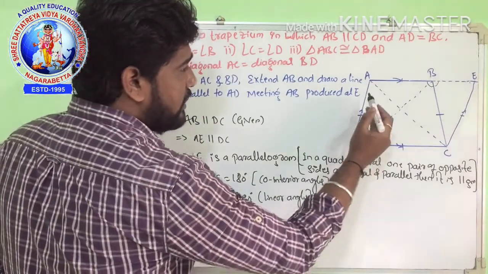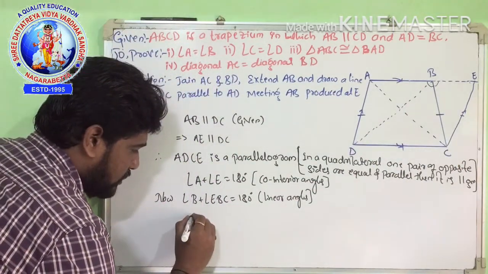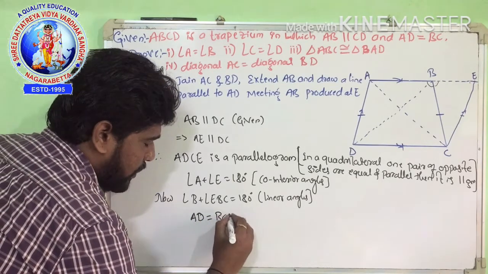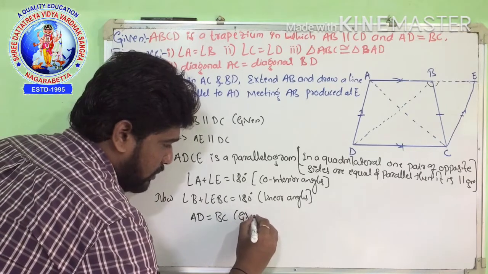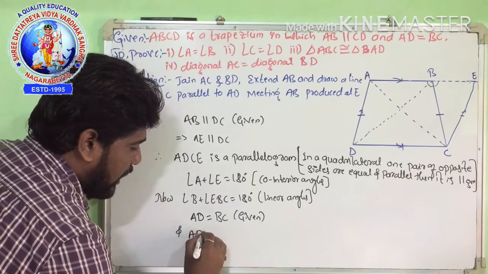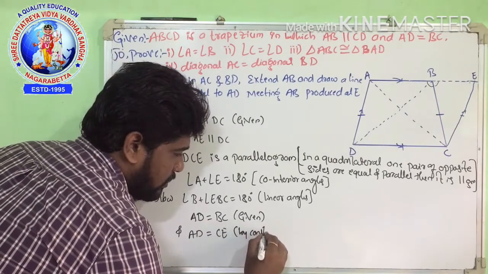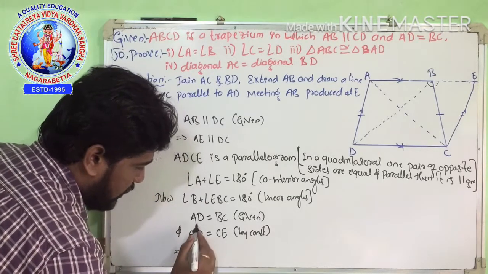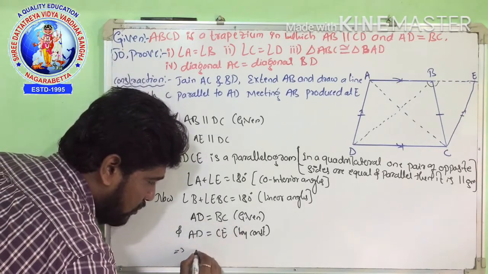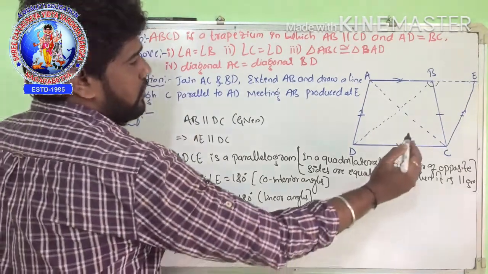So now see here, AD is equal to BC, they only have given, right? AD is equal to BC given, right? And AD is equal to CE by construction. So this implies, see here, AD is equal to BC, AD is equal to CE, means these two are equal, or LHS are equal means RHS are equal. So BC is equal to CE, right? BC is equal to CE.